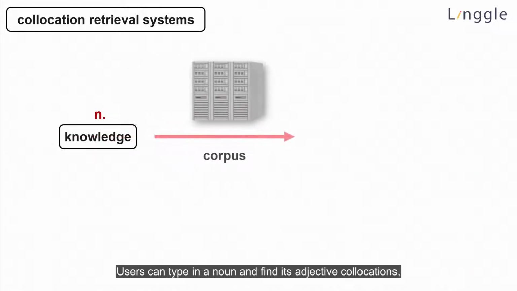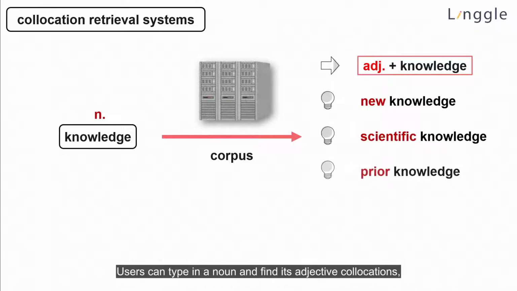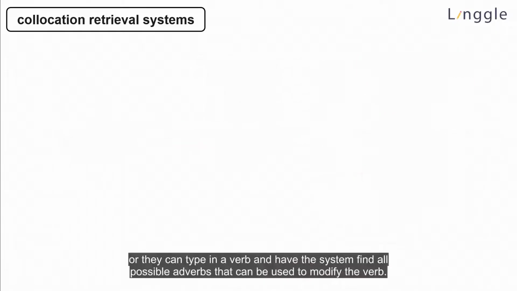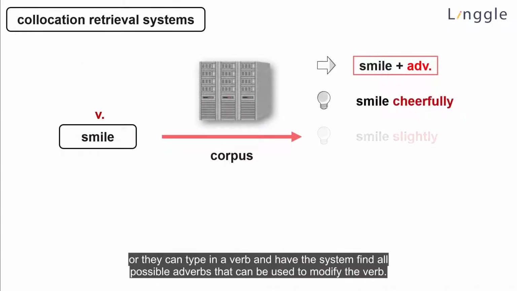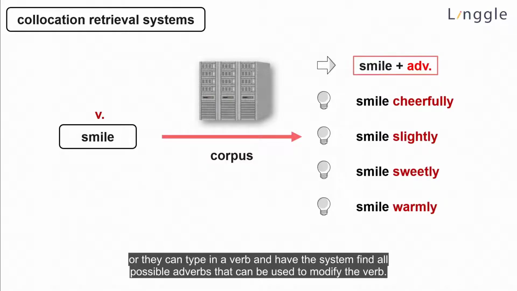As for a collocation retrieval system, it retrieves collocation information. Users type in a keyword and the system will help find its collocations. Users can type in a noun and find its adjective collocations, or they can type in a verb and have the system find all possible adverbs that can be used to modify the verb.